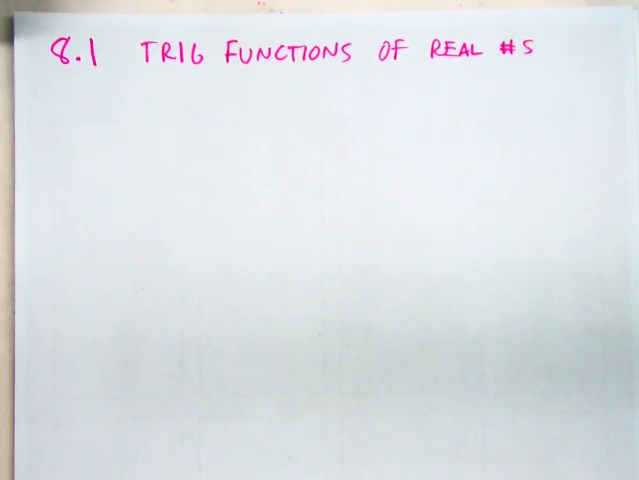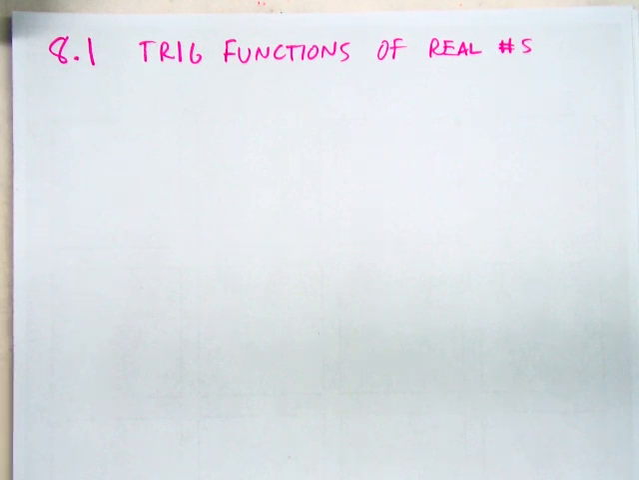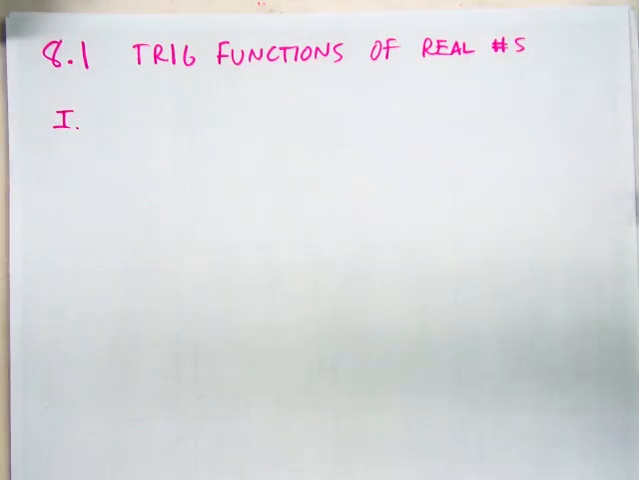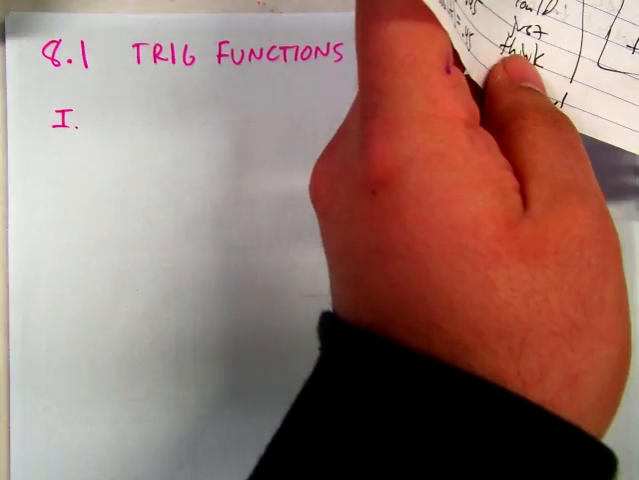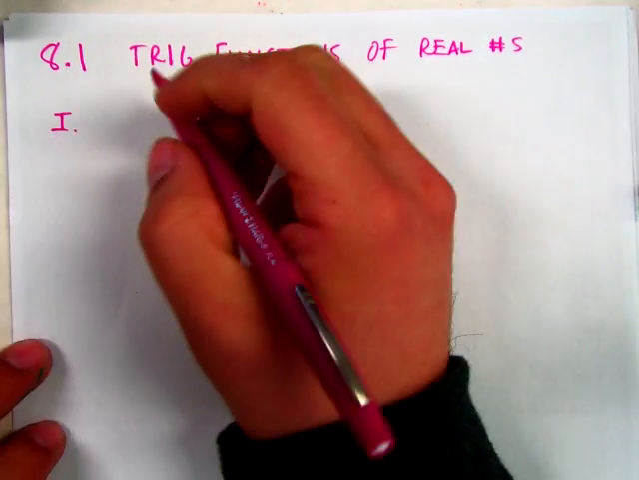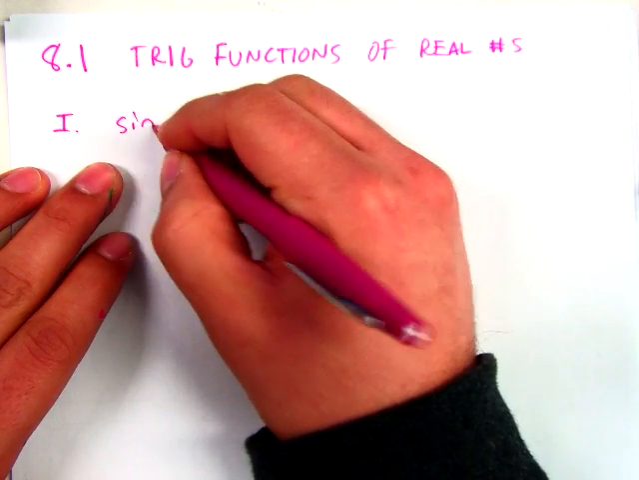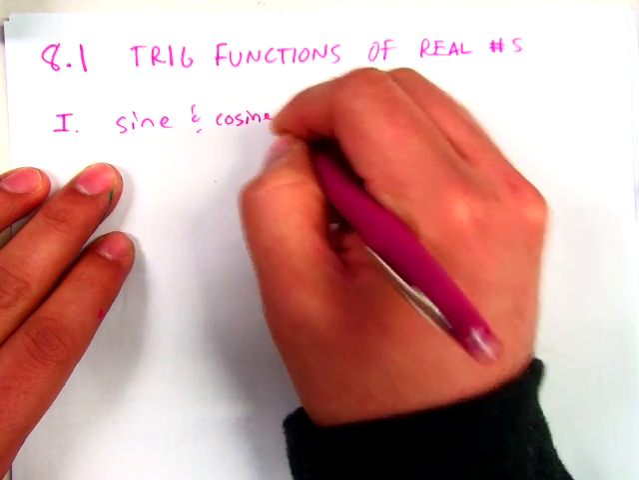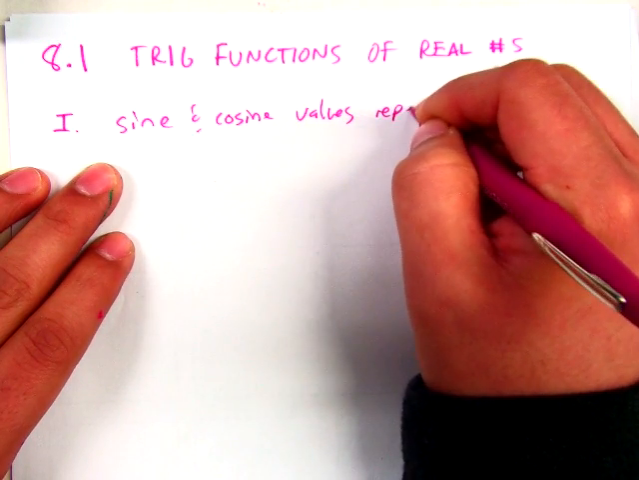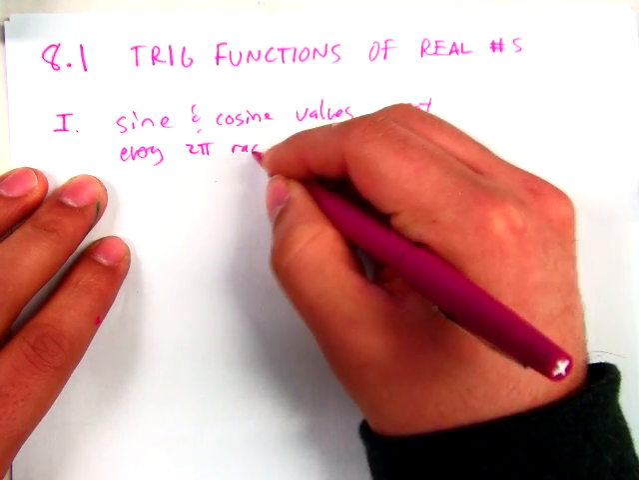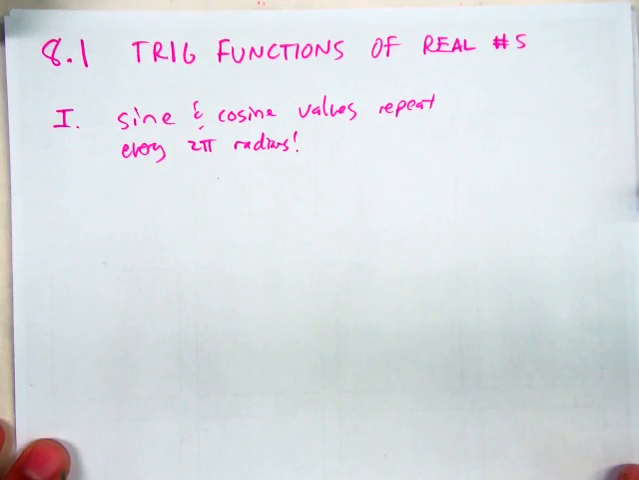Okay. So trig functions are real numbers. A lot of the section is stuff that you already know, but there's going to be some things that we're going to add. First, there's going to be like 7 little skills that you need to be able to do in this section. One of them is to use the fact that sine and cosine values repeat every 2 pi radians. And this is something you know, but we're going to formalize it.